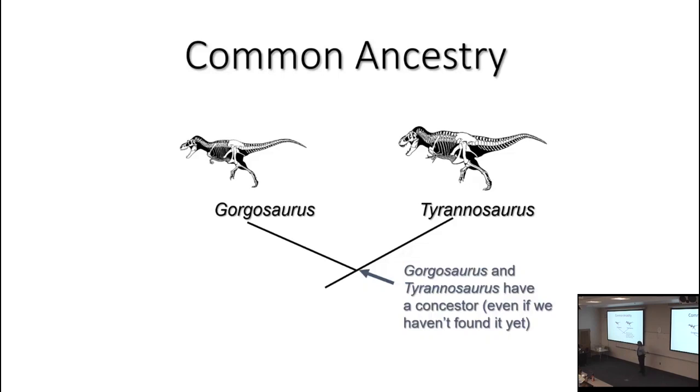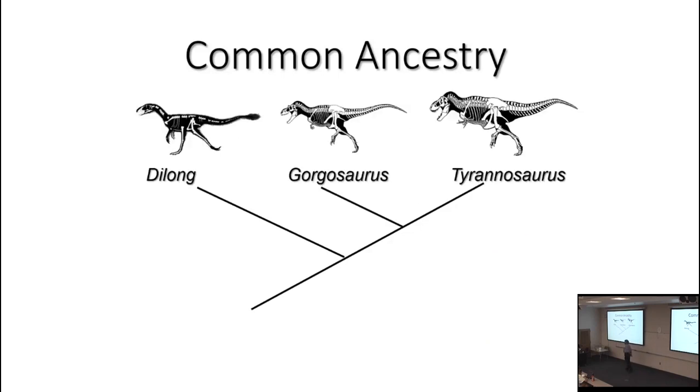That's a trivial statement. But if we add a third taxon, then we actually have a hypothesis. So this diagram is actually a hypothesis of evolutionary relationships. And according to this hypothesis, this little dinosaur, these aren't shown to scale. DeLong is about 1.5 meters, Gorgosaurus about 9 meters, Tyrannosaurus about 12 to 13 meters. So DeLong and Gorgosaurus and Tyrannosaurus collectively have a concestor.